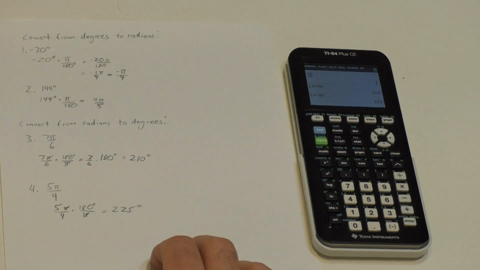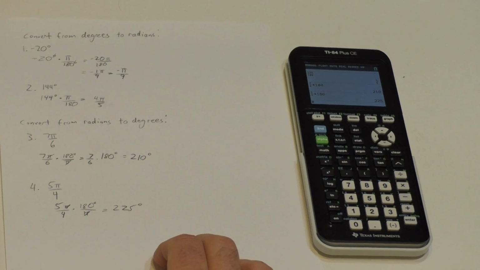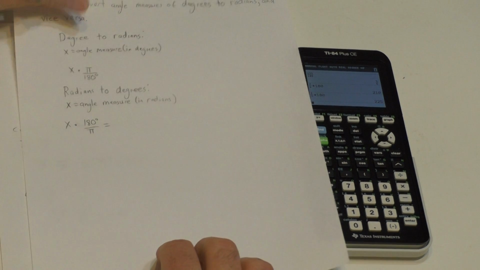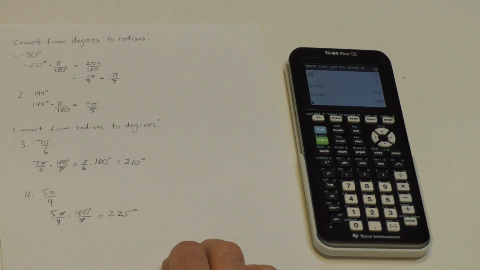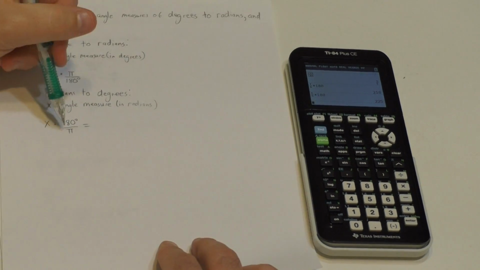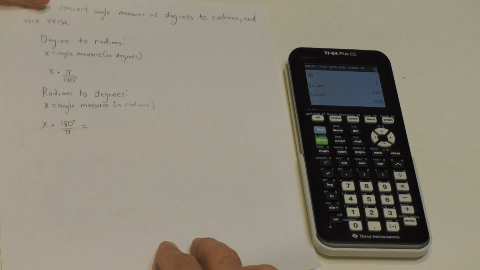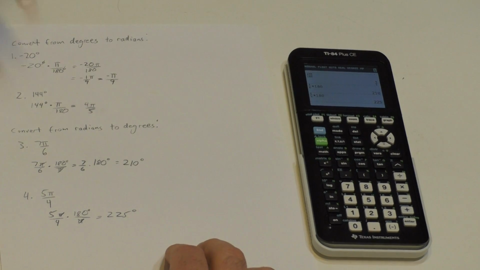So now you guys can convert from degrees to radians using this formula right here, and then back from radians to degrees, again using this second formula right here, which is the reciprocal of the first. All right.